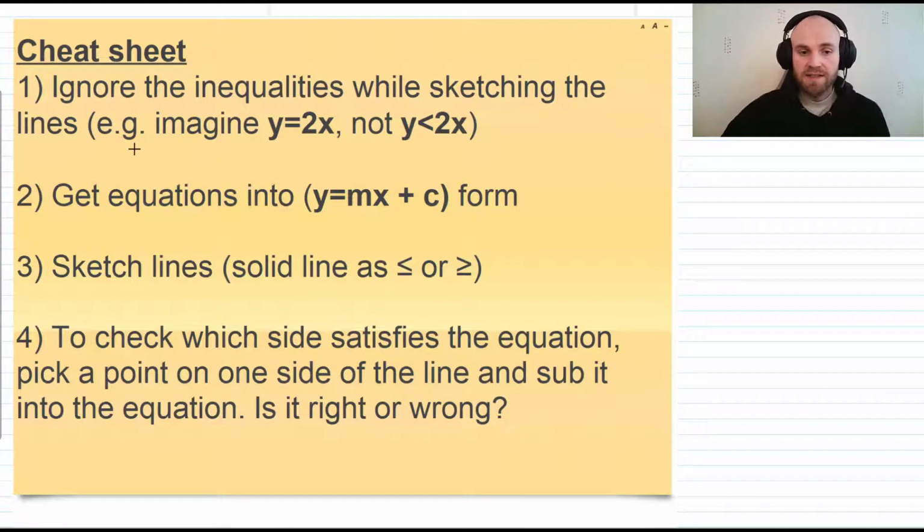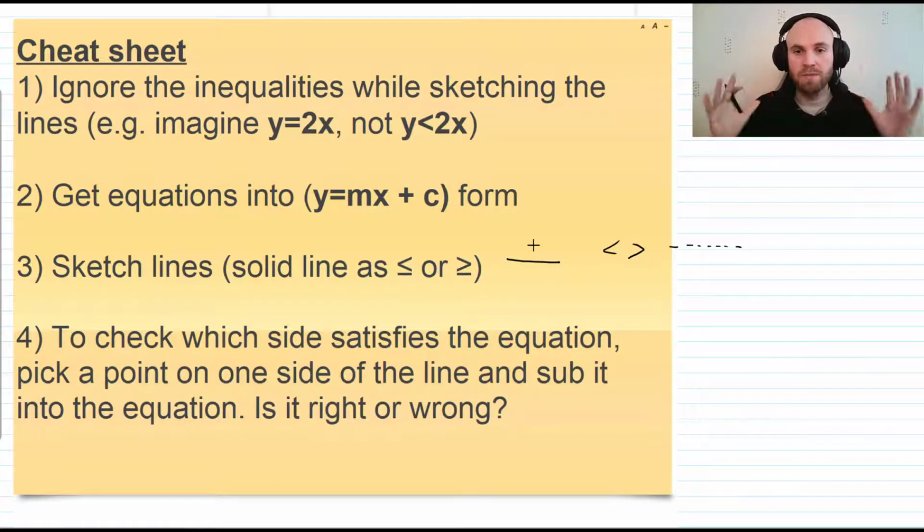And when we are sketching the lines, it should be a solid line if we have less than or equal to something or greater than or equal to something, like this. But if it was, let's say, less than or greater than, we would do a dashed line because anything on this line would not satisfy the inequality, whereas anything on this solid line, because it's greater than or equal to, anything equal to this line would count. It would be part of the equation.